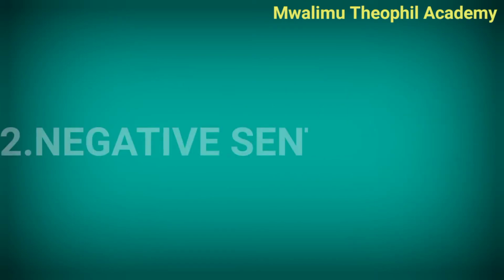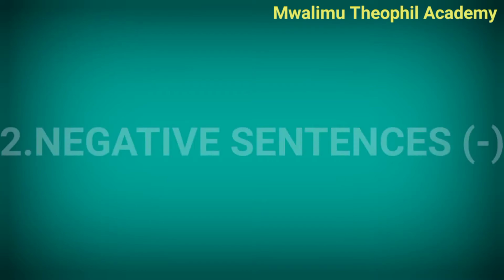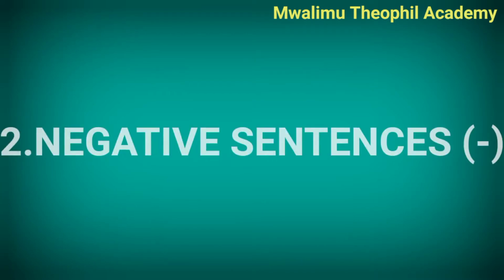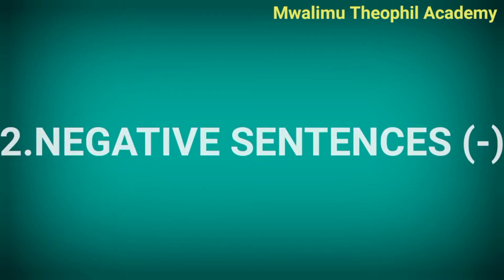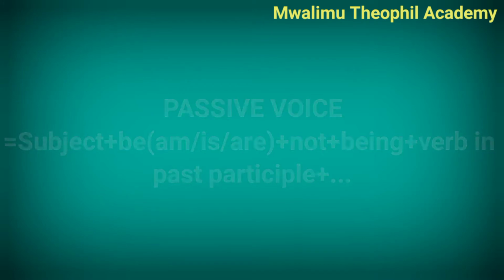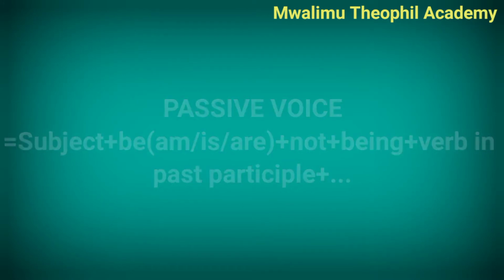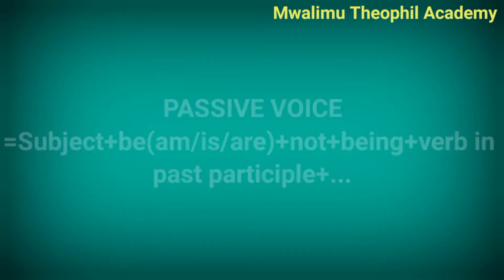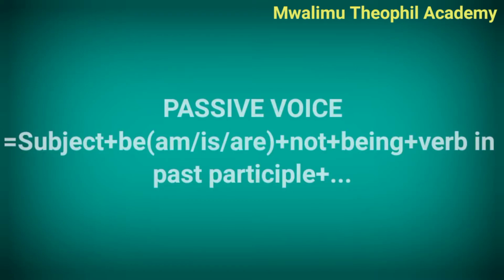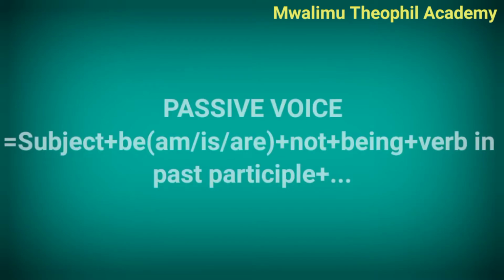The second category is for negative sentences. Now, when we write the passive voice for negative sentences, they are written in such a way that we start with the subject and it is followed by the verb to be. I mean, this can be am, is, or are. After that, we add the word not. After not, we add the word being. After being, we add the verb in past participle.